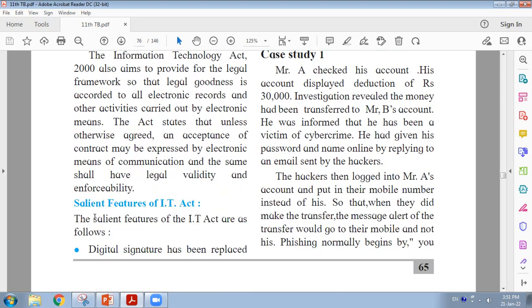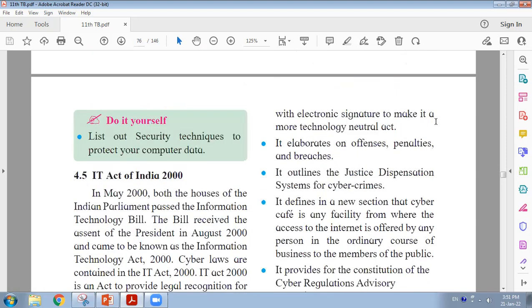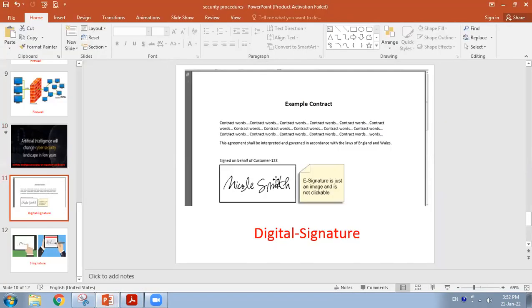Now let's see the different features of the IT Act. First, digital signature has been replaced with electronic signature to make it a more technology-neutral act. Now, what is a digital signature? A digital signature cannot be used by any common person who has no right to generate, create, or use it. Only a legal person can use a digital signature. And due to that, nowadays, electronic signatures are used.